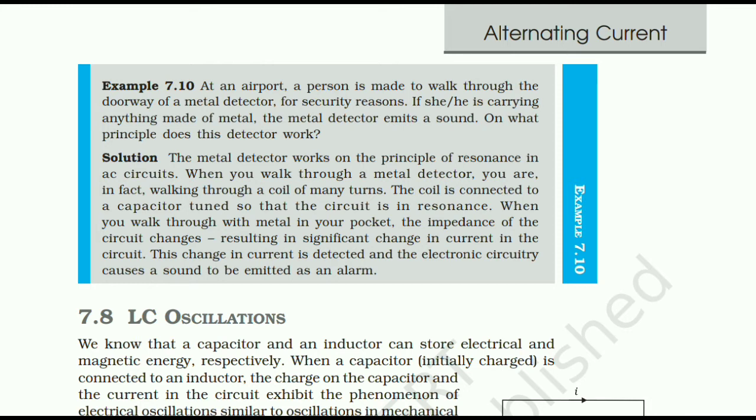When you walk through the metal detector, you are in fact walking through a coil of many turns. The coil is connected to a capacitor, tuned so that the circuit is in resonance. When you walk through it with metals in a pocket, the impedance of the circuit changes, resulting in a significant change in current in the circuit. This change in current is detected by the electronic circuitry and causes the sound to be emitted as an alarm.